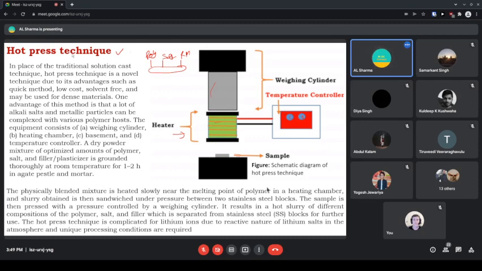Sir, temperature and pressure are both increasing? Yes, it's increasing, but it depends on what materials you are taking. If you are looking at a polymer here, if it is PO, you don't require a high temperature, since at 65 to 80 degrees centigrade it will melt. So you put it around 50 to 60 degrees centigrade if PO is present. But if you have ceramic materials, then you have to go for 500 to 600 degrees centigrade, and pressure accordingly.